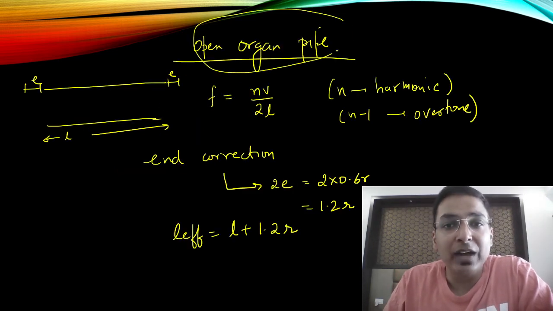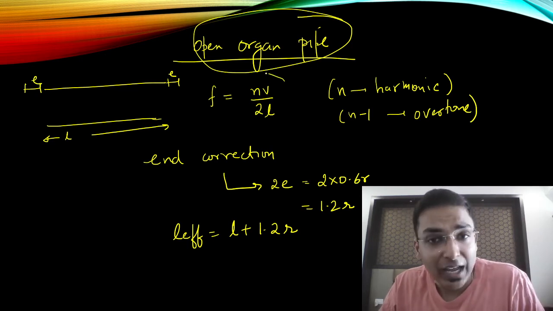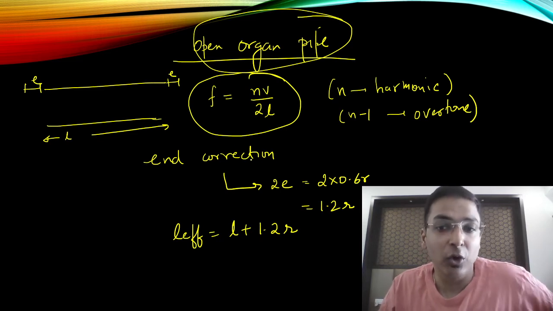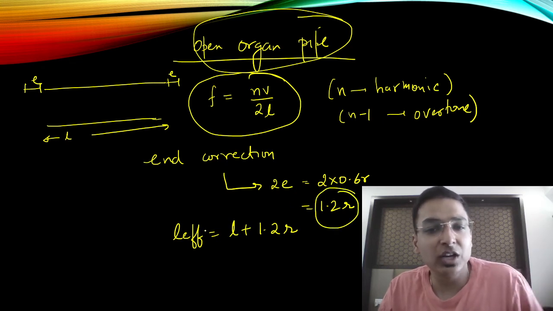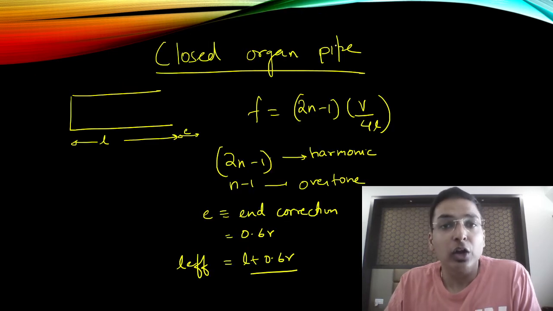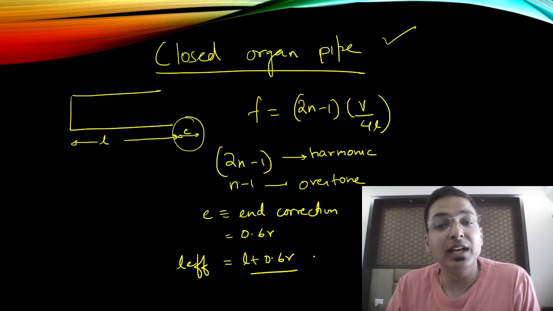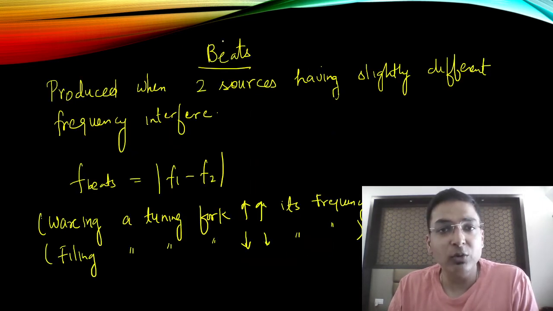Then for an open organ pipe, as I already told you, this is similar to a string fixed at both ends. But sometimes in these questions, you also have to take the end correction. The value of end correction is 0.6 R for one side, so for two sides it will be 1.2 R. So instead of L, you will take L effective, that is L plus 1.2 R. For a closed organ pipe, you have end correction only on one side, so it will be L plus e, where e is 0.6 R.